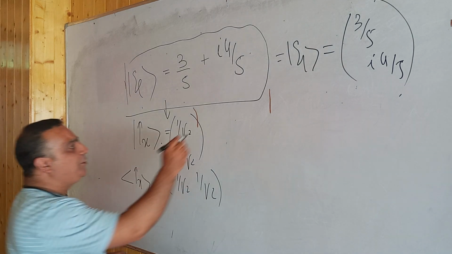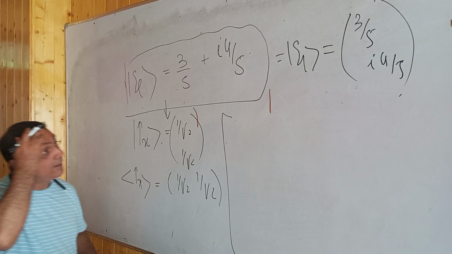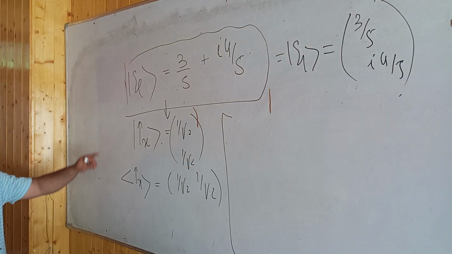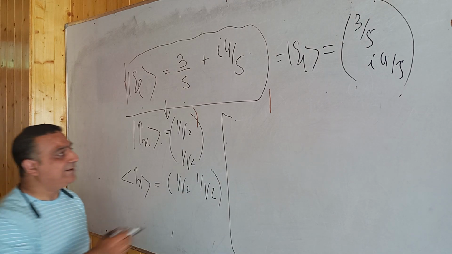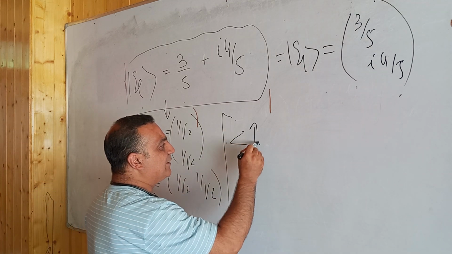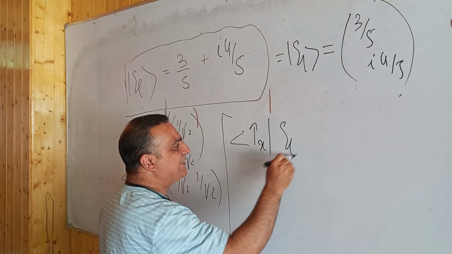So what you are going to do is calculate the inner product between the spin up and zeta. So what will that be? That will be spin up and zeta.